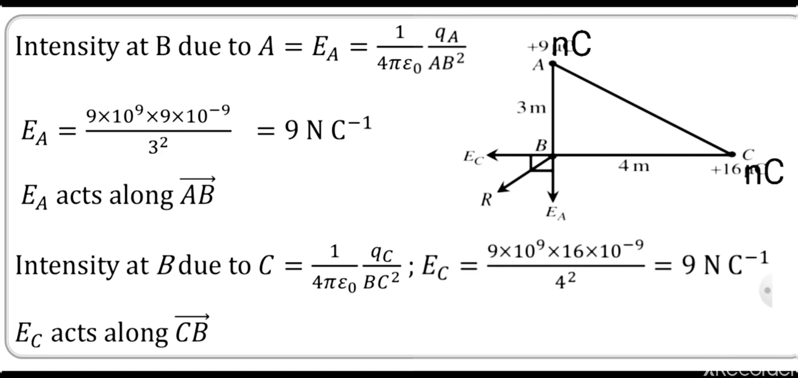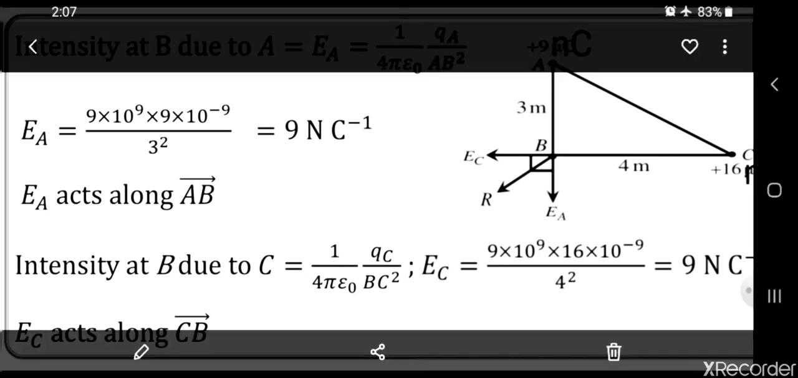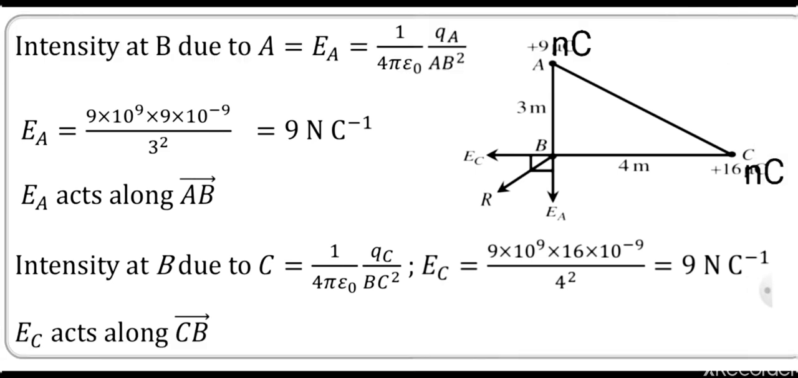From these two charges at the point P, you can see there is an electric field EA due to the charge plus 9 nanocoulomb, and the electric field due to the charge C, plus 16 nanocoulomb, is EC. In between them there is a resultant. The resultant acts along the angle 90 degree, because the angle B is a right angle, so vertically opposite angles are equal, so it acts with a total angle of 90 degree. First find out the EA by using the general formula, and the distance is 3 meter, so you will get 9 Newton per coulomb. And similarly find out the EC also.